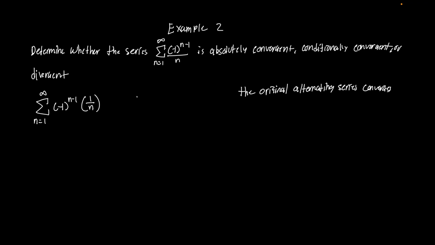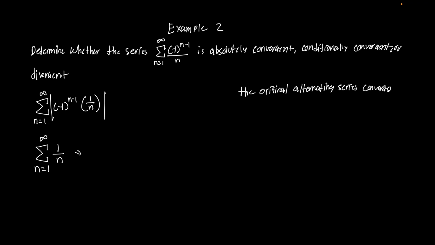Now we have to take the absolute value of the series. So if you remember from the last example, the alternator all it does is change the sign, right? So that's going to be equal to 1 and take the absolute value. So we're just left with the series 1 over n. This is the harmonic series, and this series diverges.